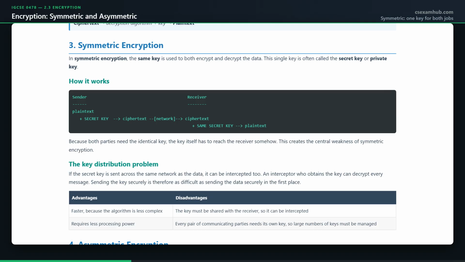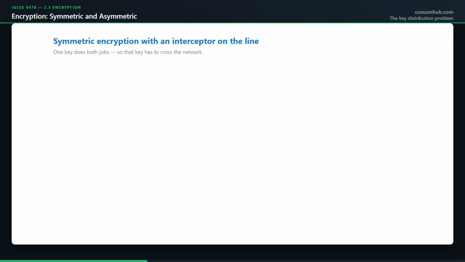That is efficient. The algorithm is comparatively simple, so it is fast and it needs less processing power. But look at what it requires. Both ends must already hold the identical key. So before any message can be sent, the key itself has to get to the receiver somehow. And that is where the whole thing runs into trouble. Let us watch that happen.